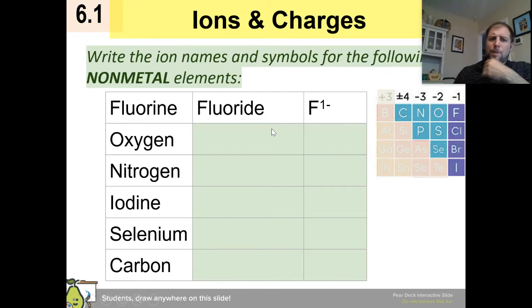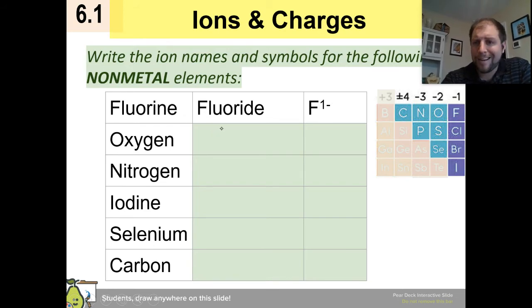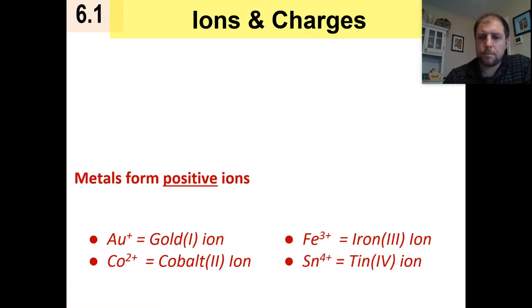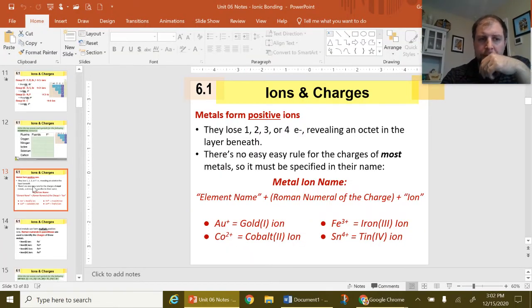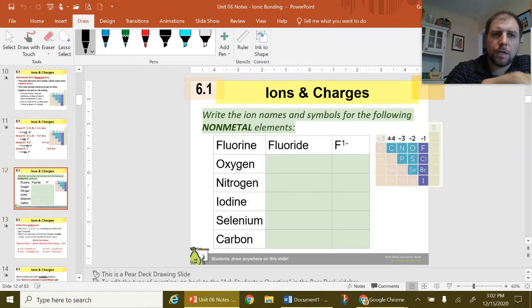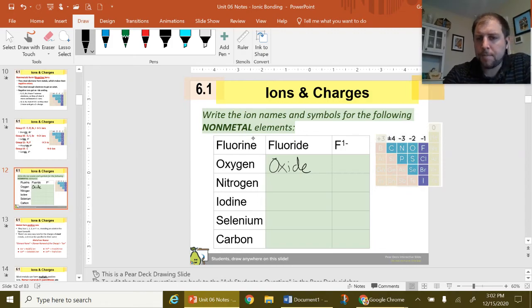Now, we did this in class, but let me show you how this works. So fluorine becomes fluoride and has a -1 charge. Oxygen becomes oxide, and its symbol is O2 minus. There it is right here in this column. O2 minus.